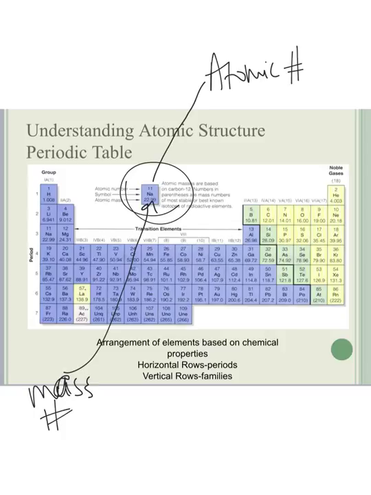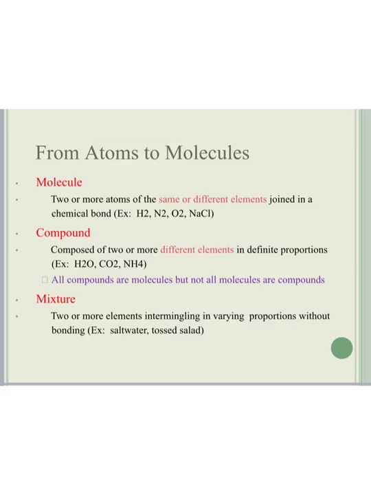Also, we need to understand the way the periodic table is arranged. So we have horizontal rows and vertical rows, and we group those elements based on similar properties. That's about all I want you to understand for that.